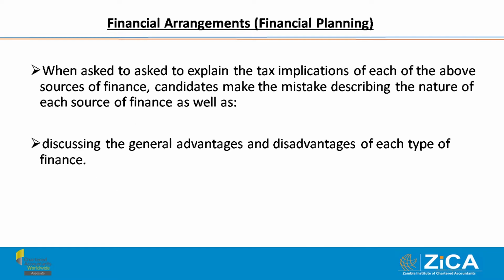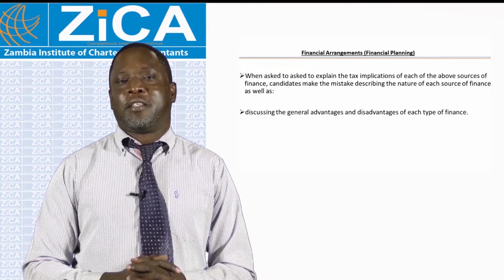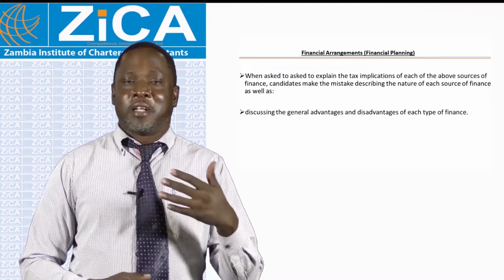Now, what students normally do when asked a question, for example, explain the tax implications of using a finance lease, an operating lease, or acquiring an asset under hire purchase, is to explain the general advantages and disadvantages of using these different forms of finance to acquire capital assets. They will explain the advantages, the disadvantages.